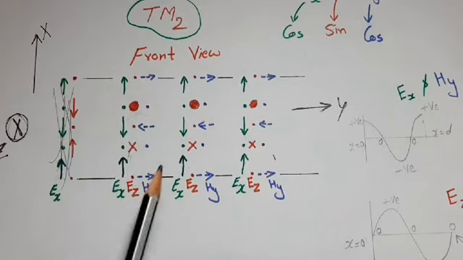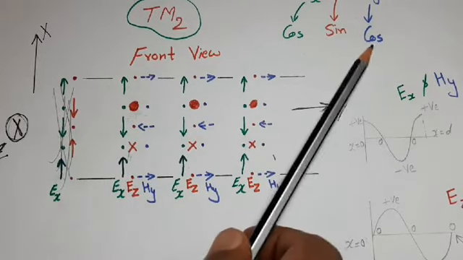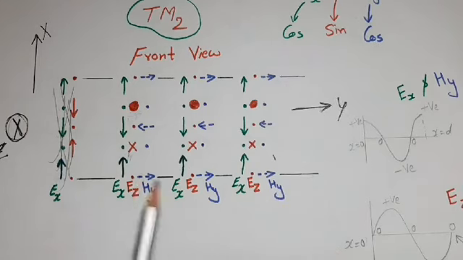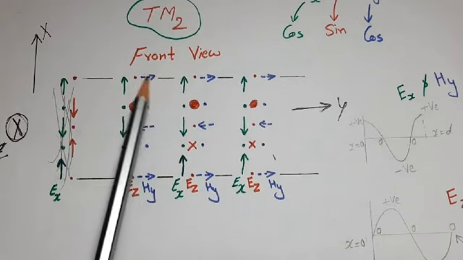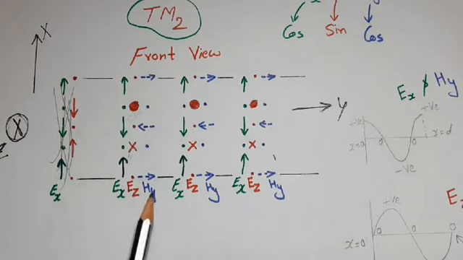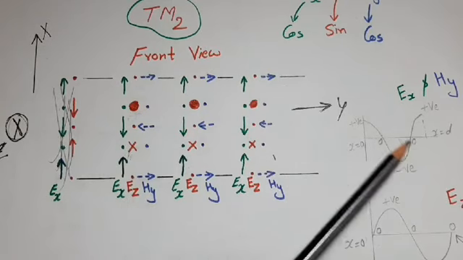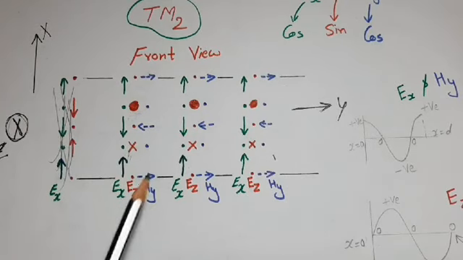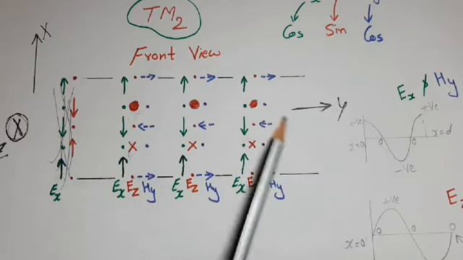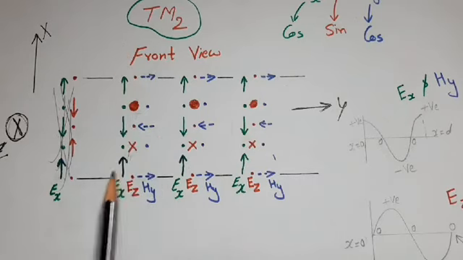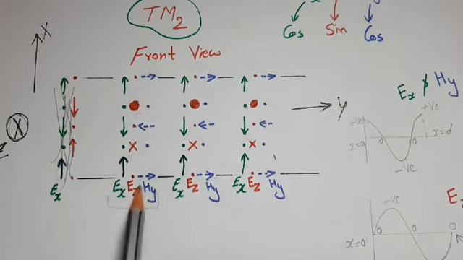Similarly, Hy has cosine variation, so positive max, and y is in this direction, so the arrow direction is this, then 0, then negative max, then 0, then again positive max. So in this way, Hy also has completed its one cycle. And now in y direction, no boundary exists, so the field will remain constant in y direction. So the group of these three fields will repeat itself in y direction.